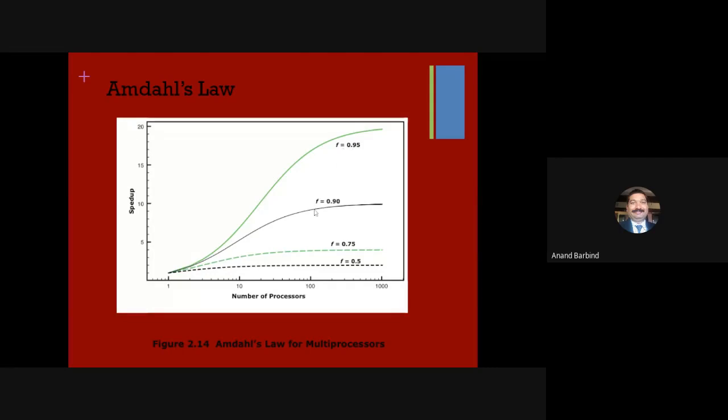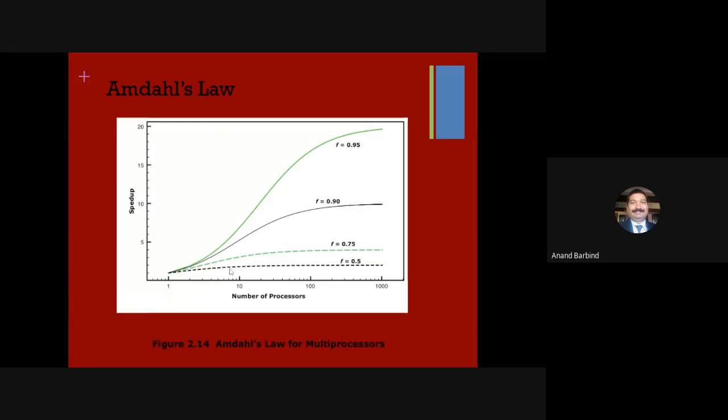Whereas for this particular curve, 90% of the program can be executed in parallel, and only 10% should be executed serially. Whereas f of 0.75 indicates that only 75% of the program can be executed in parallel, and 25% to be executed serially. So you can see that the speedup is not increasing as much. If the part of the program which can be executed in parallel increases, then the speedup also increases.